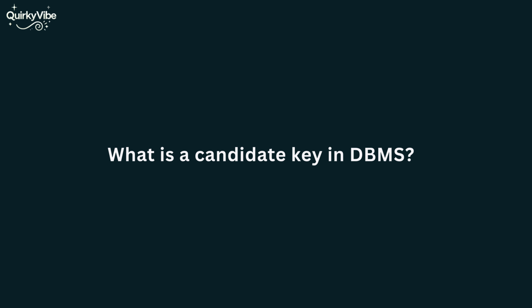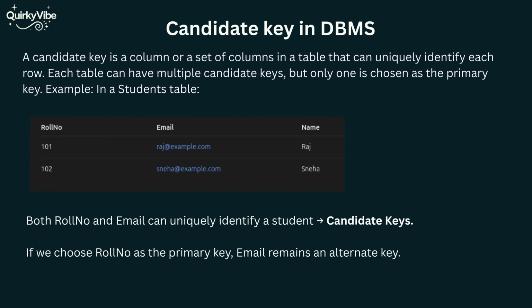What is a candidate key in DBMS? A candidate key is a column or a set of columns in a table that can uniquely identify each row. Each table can have multiple candidate keys, but only one is chosen as the primary key.